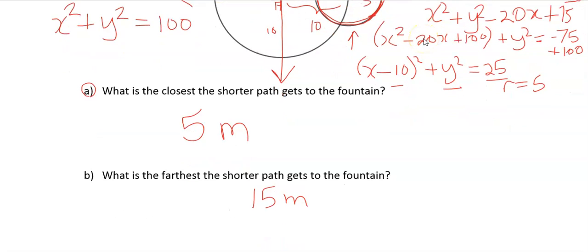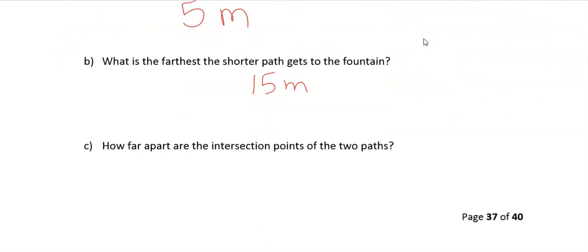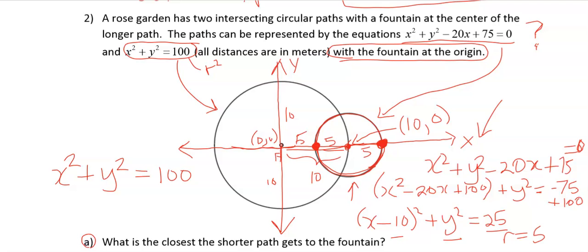Now, I wish I could say that Part C was just as nice, because let's see what Part C says. Part C says, how far apart are the intersection points of the two paths? So let's come up here and look at that diagram again. Now I'm going to clear some of this away so that we don't have a whole lot of clutter there. All right, so let's see now. What are they asking us to find? Well, the intersection points of the two paths, let me point out where they are. Here's one, right there. And here's the other, right there.